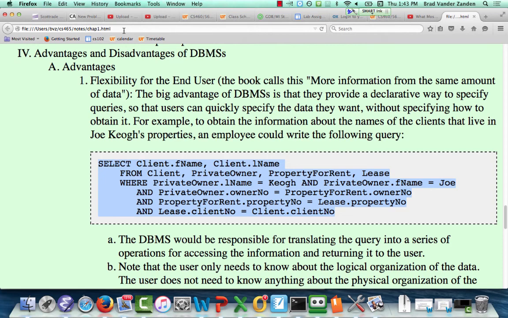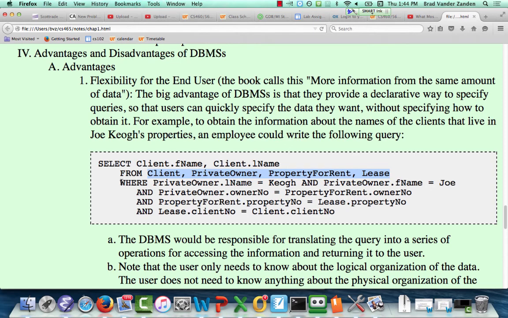So in fact, what we are doing here is getting the names of clients that live in Joe Keo's properties. So we're saying what we want is the client's first name and last name. Okay, those are the columns for our report. Okay, then there's several files that contain this information. The client file, the private owner, the property for rent, and the lease files contain the information we need.